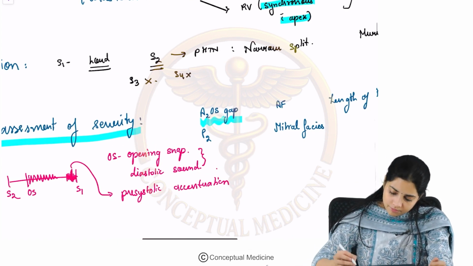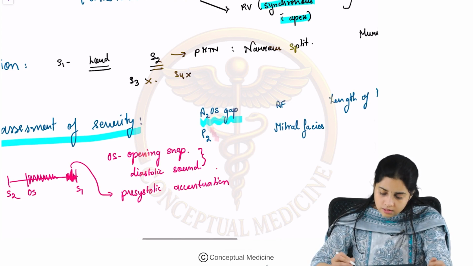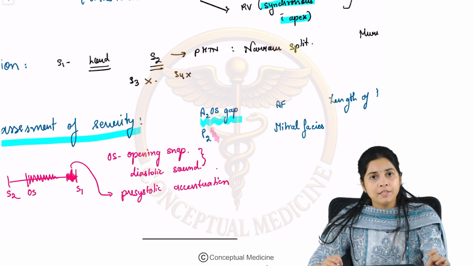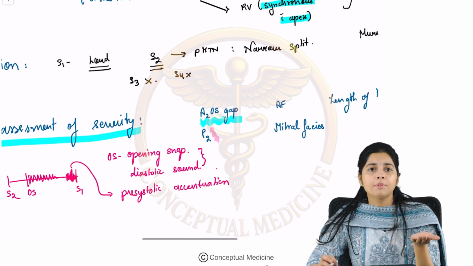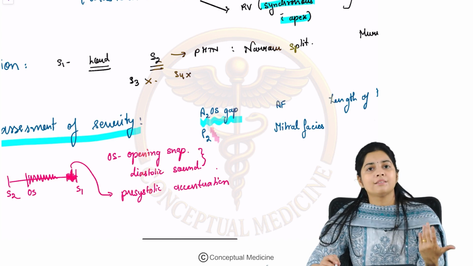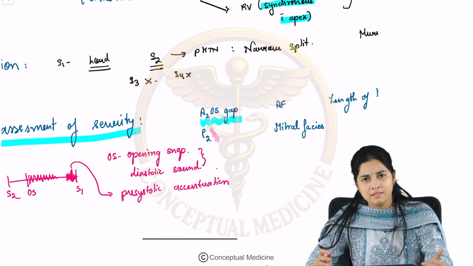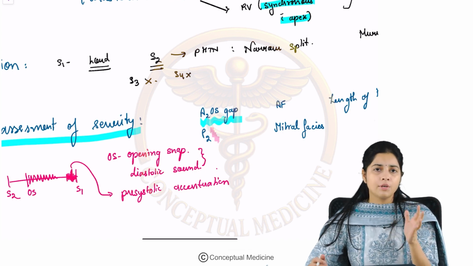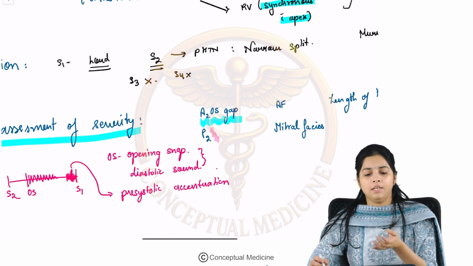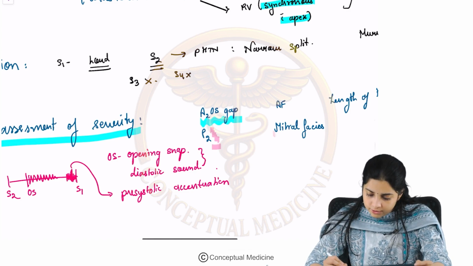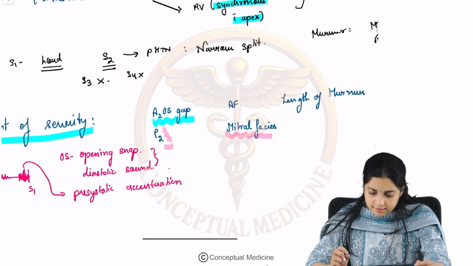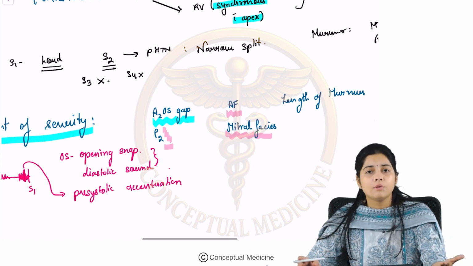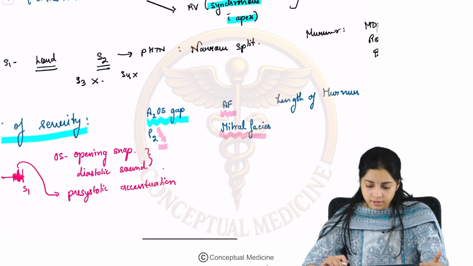Apart from this, what are the other things that you can see? You can see the presence of a P2. Development of pulmonary hypertension in itself means that the mitral stenosis is very severe. That is common sense, right? Unless the mitral stenosis has been going on for a long time, there will be no pulmonary hypertension. So presence of P2, presence of mitral facies, presence of atrial fibrillation, all this means that the MS has been going on for a long time and it is a severe MS.